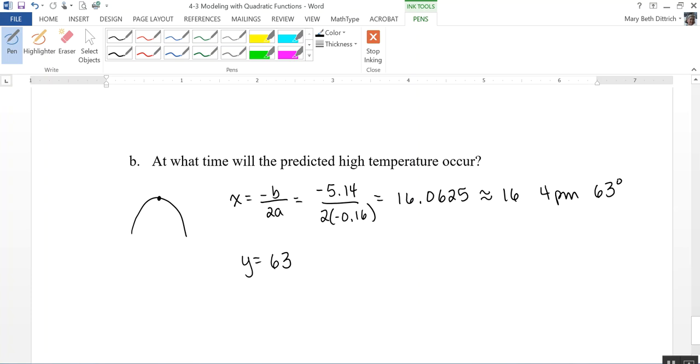So in this section, we took a look at how to model some real-life situations with quadratic functions and how to use the quadratic regression feature on your calculator.